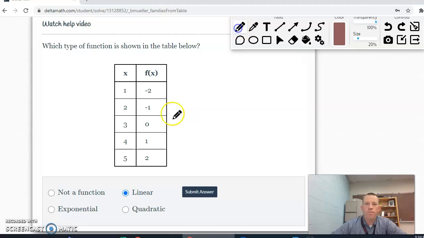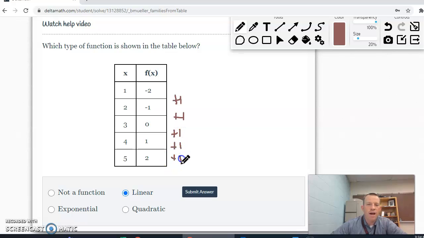All right, so if we go from -2 to -1, what we've done is we've added 1. To go from -1 to 0, we also add 1. And it looks like we're adding 1 every time, okay?